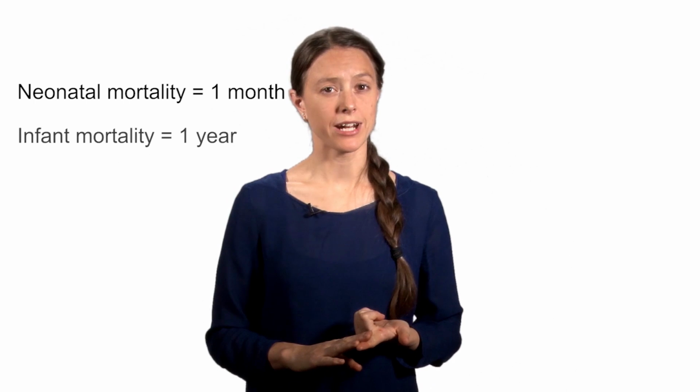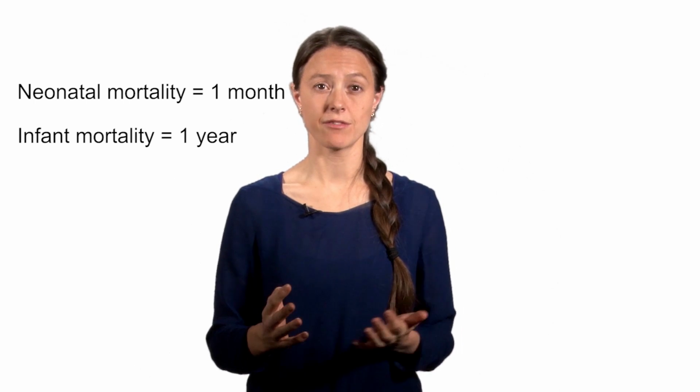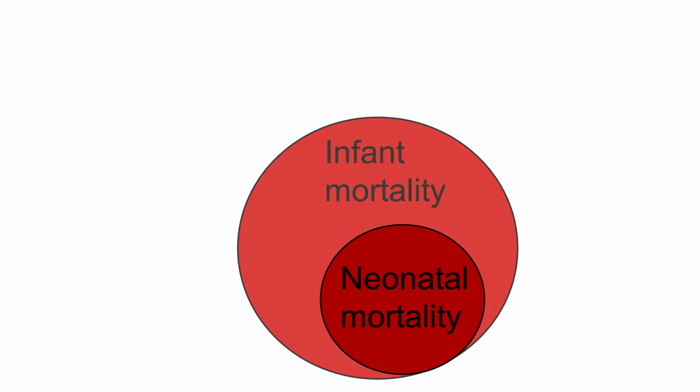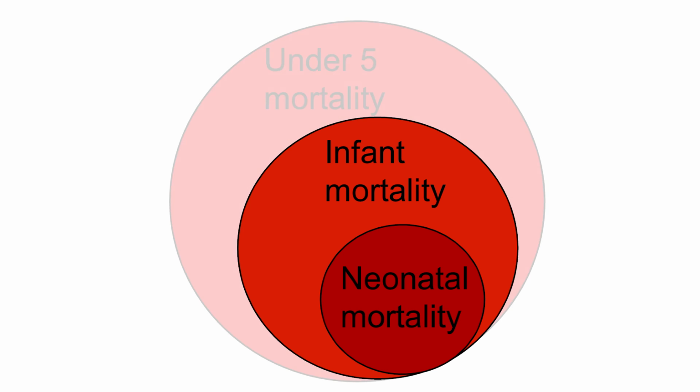So under 5 mortality rate is one indicator measuring child mortality, but there are other indicators to measure child mortality. We have neonatal mortality, measuring mortality in newborns during the first month of life, and infant mortality, which measures mortality in infants in the first year of life. And as you can see, neonatal mortality is part of infant mortality, which in turn is part of under 5 mortality.